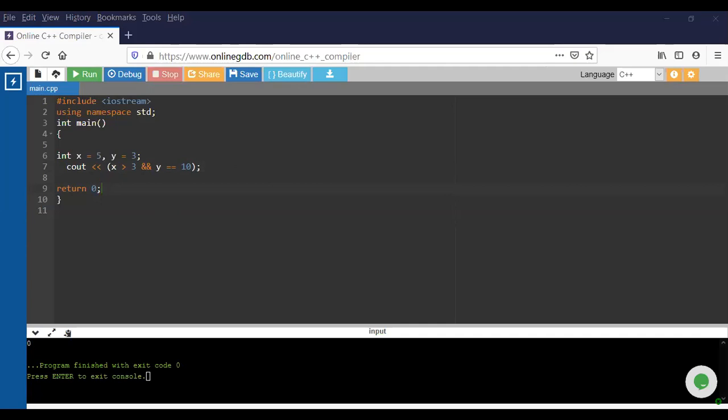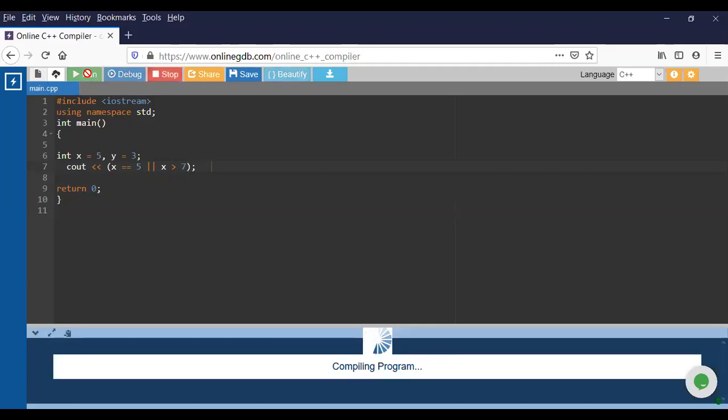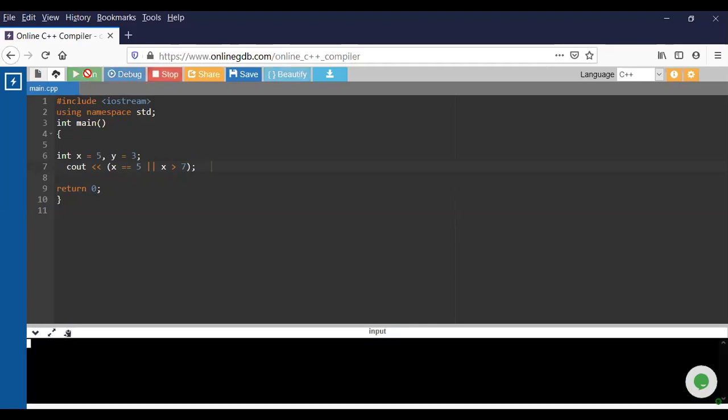Okay, so let's see the second statement. Another example for this logical statement is written with OR. This is a logical OR. The value of x is 5. But again, x is greater than 7. This is a wrong statement. But one is true. If one is true, then with logical OR the answer will be true. Only one needs to be true. Run it here. See, the answer is 1. It makes it true because this condition is true.